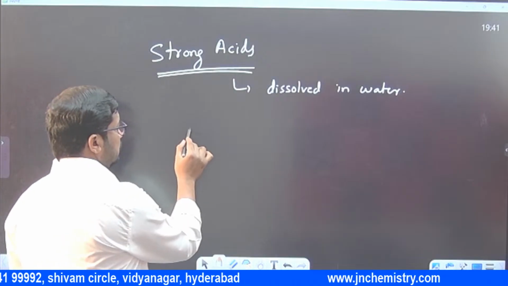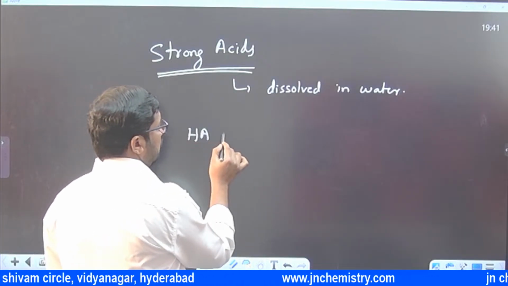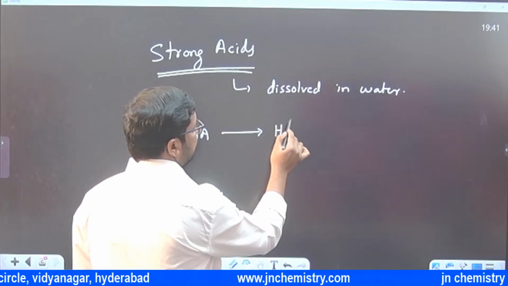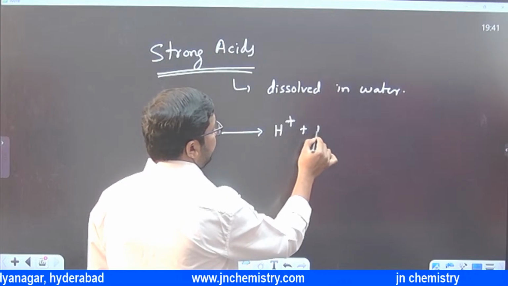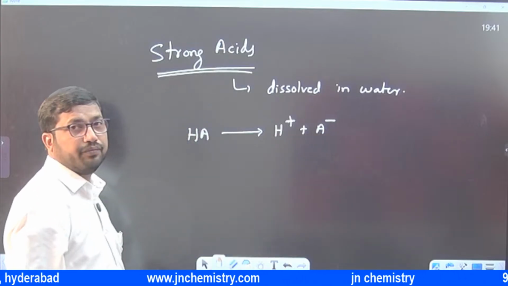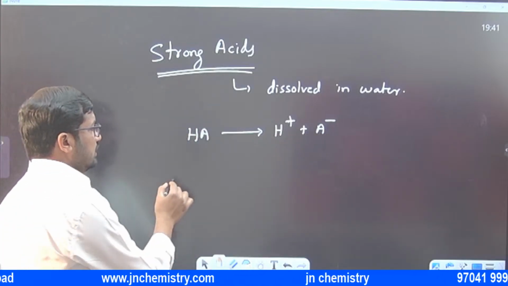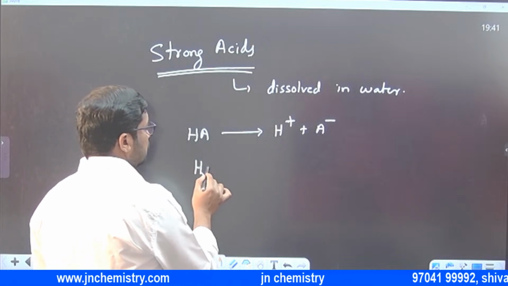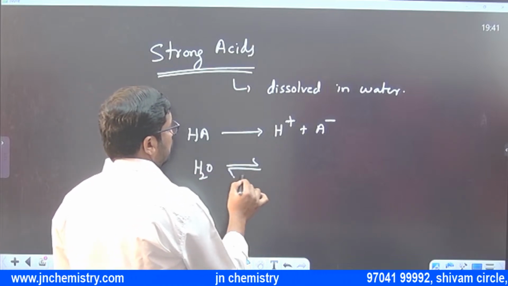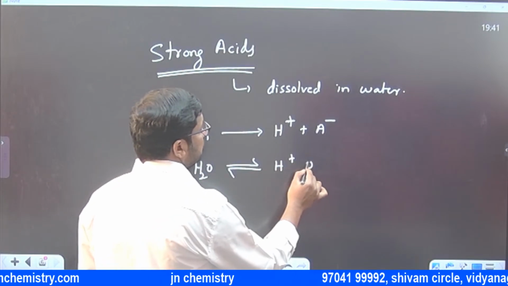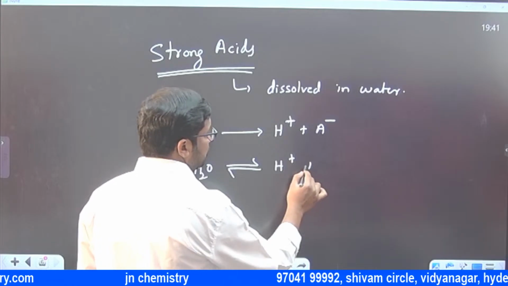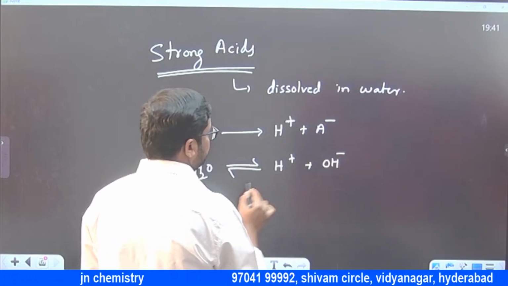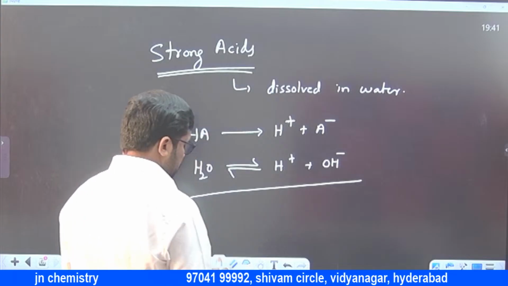For example, HA, acid dissolved in water, gives H plus plus A minus. 100% dissociation takes place. And along with that, water is also there. Water also gives H plus plus OH minus. So H plus.